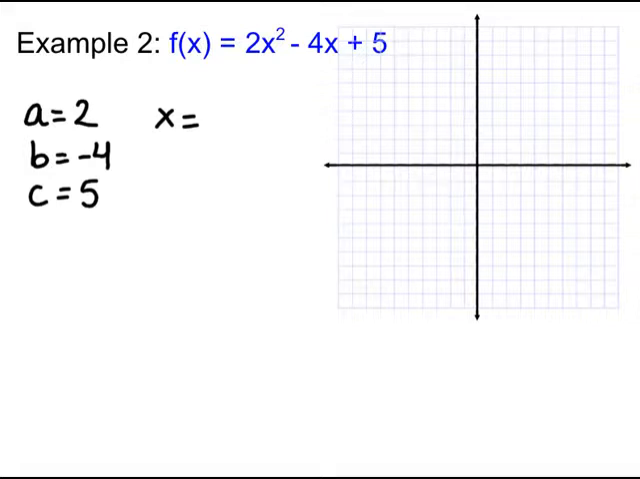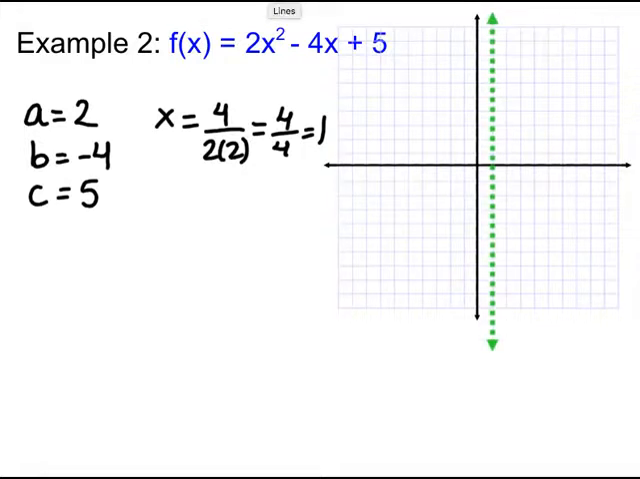So x equals negative b, so 4 over 2 times a, 2 times 2. So we get 4 over 4, which is just 1. So I draw my axis of symmetry in at 1. I take my function and I substitute 1 in for x.